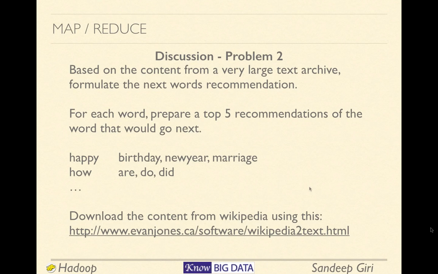So now there was a second problem which I left you with in session three. The idea was that, given a large corpus of text, large corpus as in terabytes of data across the crawled data from Wikipedia, say, you have to figure out the top five recommendations of the word that would go next. Say, if user types happy, you need to give the next word which has appeared in this corpus of text after happy. And in case it's a fairly generalized one, it might be birthday, new year, marriage, or whatever based on the actual data. So that was the one problem.